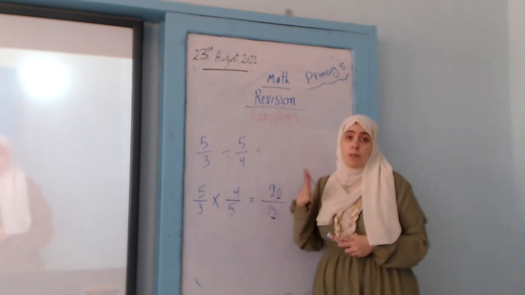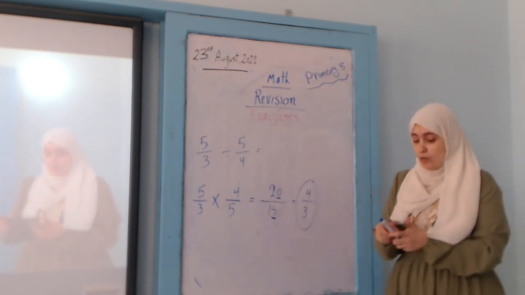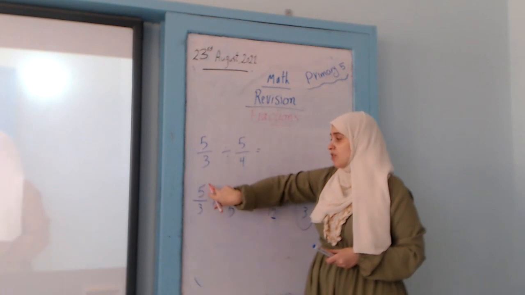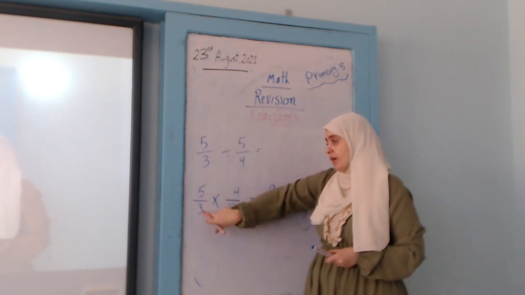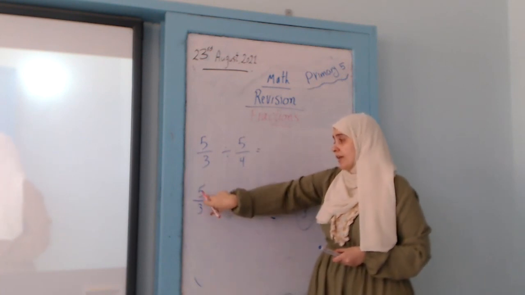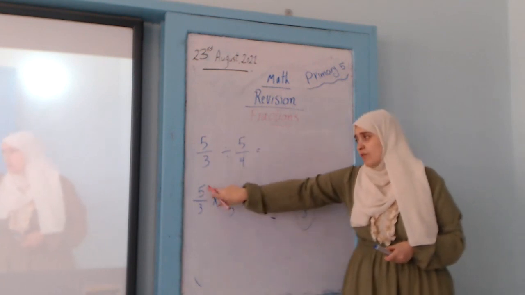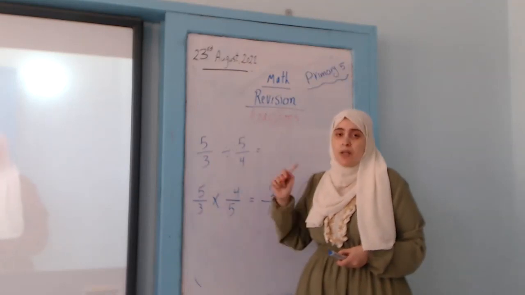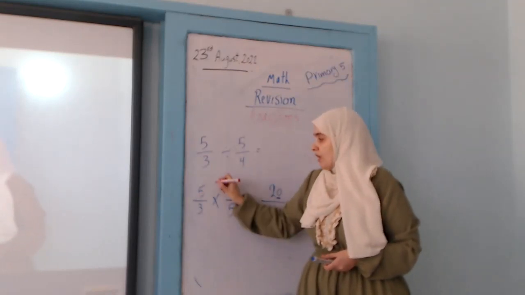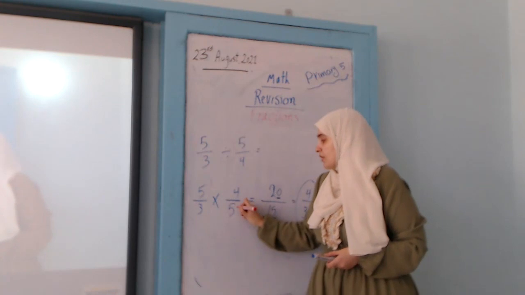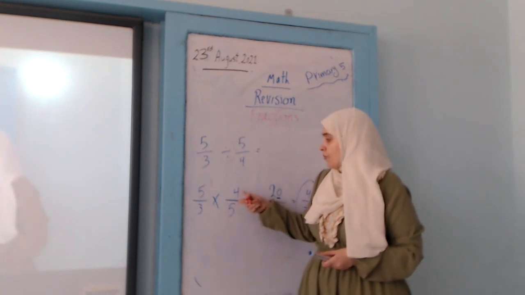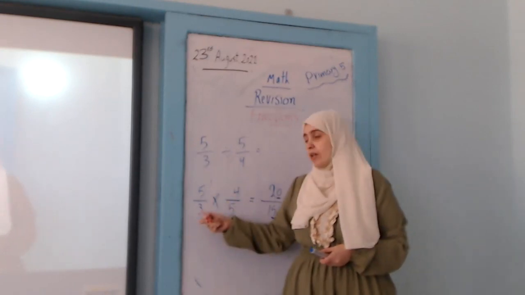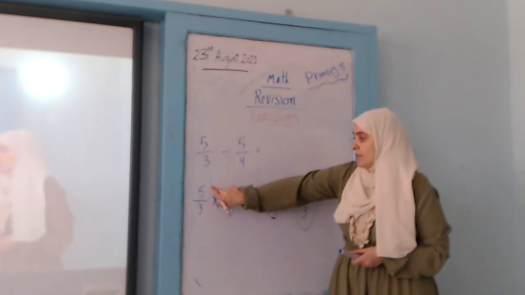I can use my way of simplifying, okay? It's an easy way. I will look at the 5 up. Can I simplify 5 with 3? No. Can I simplify 5 with 5? Yes. 5 and 5, so I can divide by 5, okay? It's divided by itself. 5 divided by 5 equals 1. 5 divided by 5 equals 1. Then 4, can I divide it by 5? No. Can I simplify 4 with 3? No.